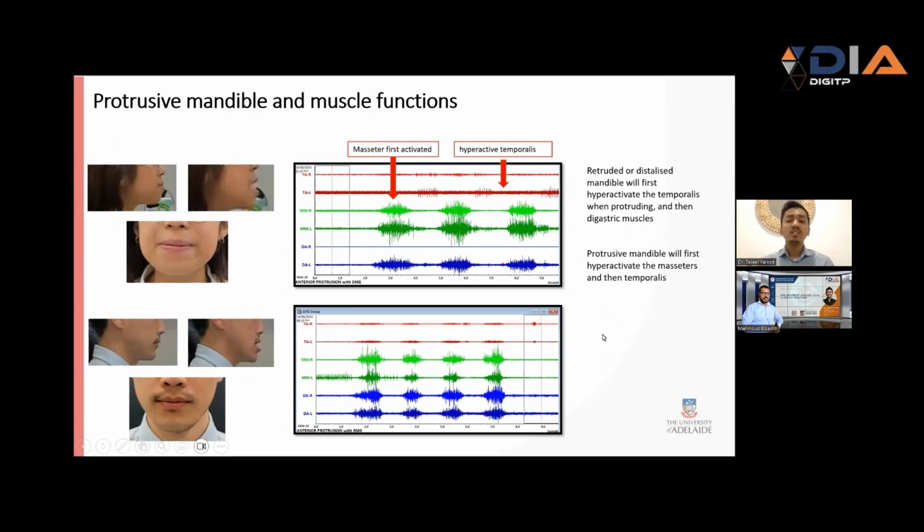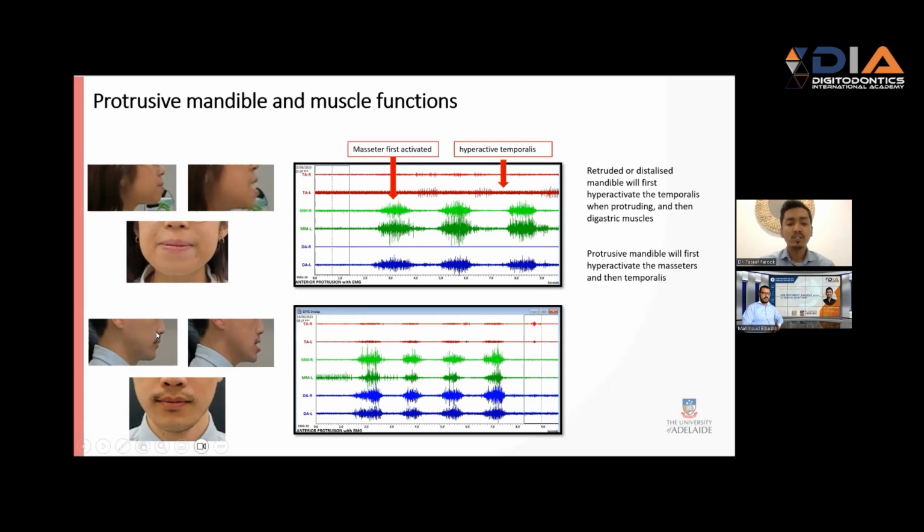you will see that usually with retruded or distalized mandible, the first hyperactive muscle will be the temporalis and then the digastric. Now, for this patient right here, you can see that they have a bimaxillary protrusion with a limited mandibular protrusive capacity. So, which is why their masseters activated first, but the temporalis were hyperactive for the entire duration. And then they fired up, but in very limited capacity, meaning that their muscle activity is greatly hindered by their occlusal conform or their skeletal formation of the jaws.